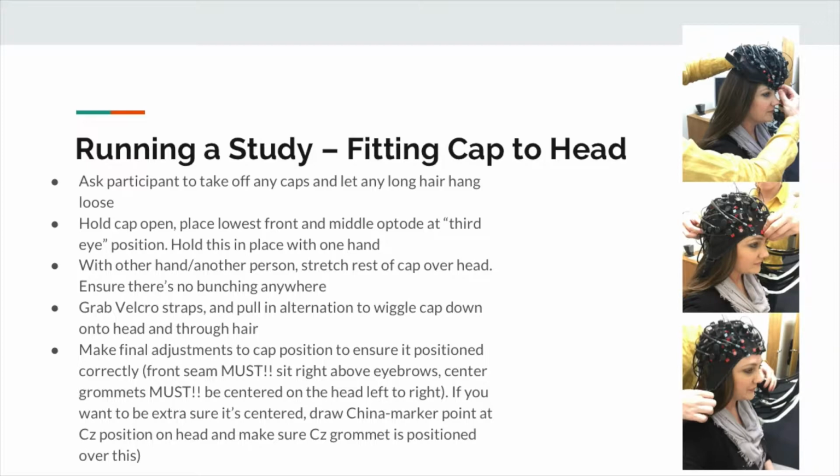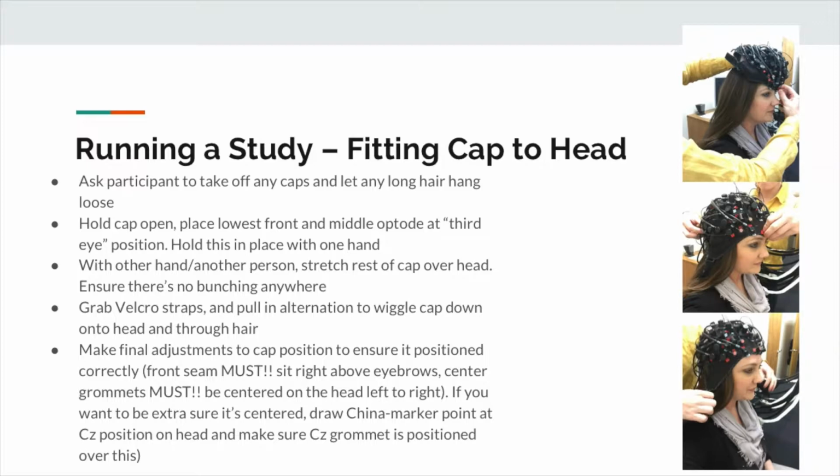And then from there, it can help to get optodes threaded through the hair if you grab the Velcro straps that are on the caps, give them a wiggle, and then finally you Velcro it down and tighten it up. Make sure the cap is positioned correctly on someone's head.